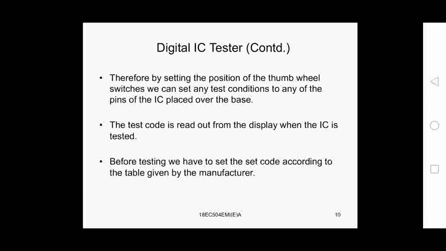The test code can be read out from the display when the IC is going to be tested. Before testing the IC, we have to set this test code according to the table given by the manufacturer. The manufacturer will give a table, and based on the table we have to set the thumb wheel switch positions.